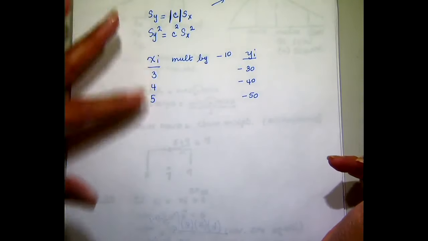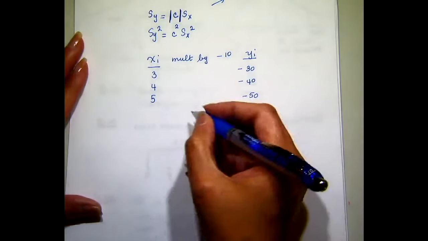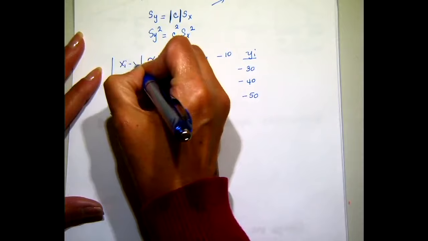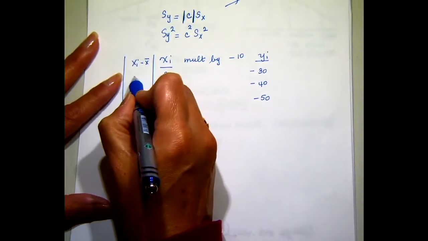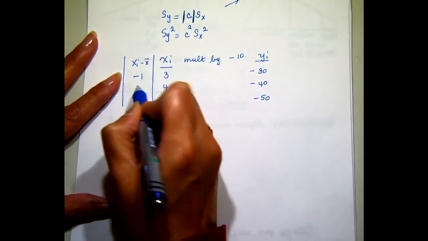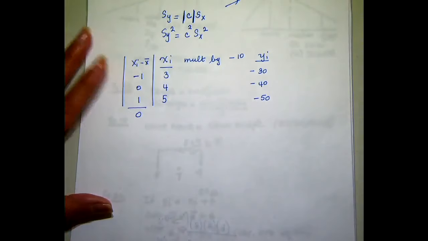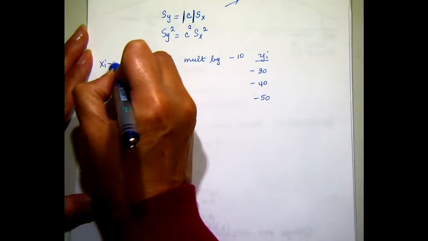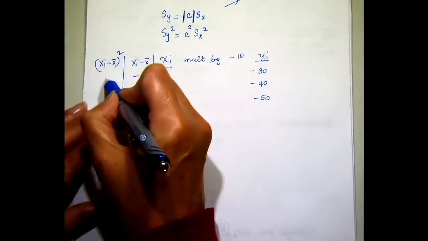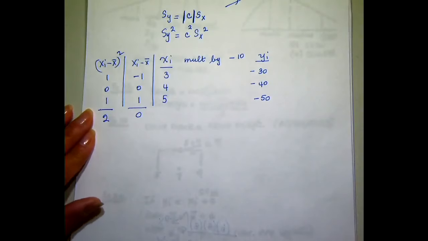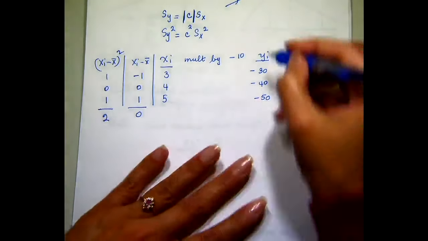So when I have 3, 4, and 5, what do my deviations look like? x_i minus x bar look like 3 minus 4, 4 minus 4, 5 minus 4. They add up to 0. And then x_i minus x bar squared is 1, 0, and 1, and the sum is 2. We know that, right? Let me do the same thing for y_i.